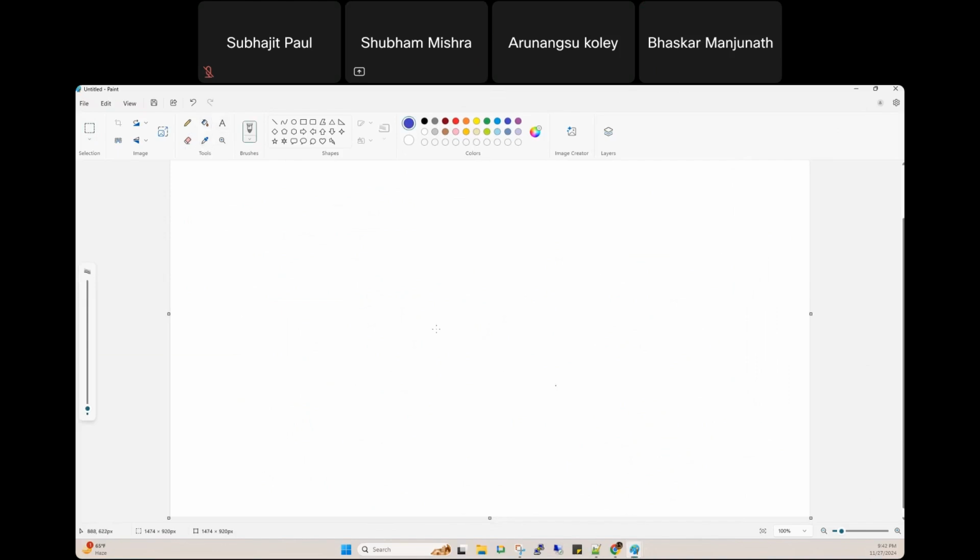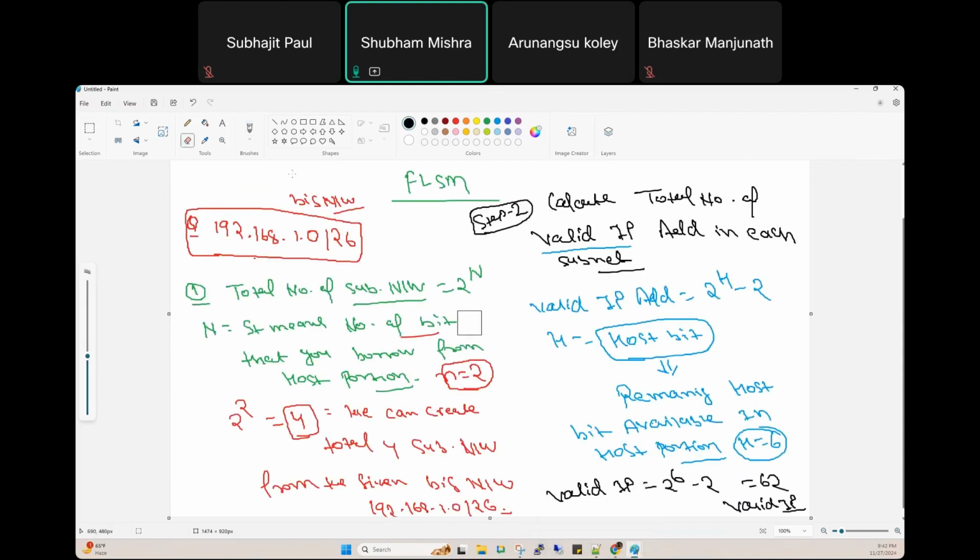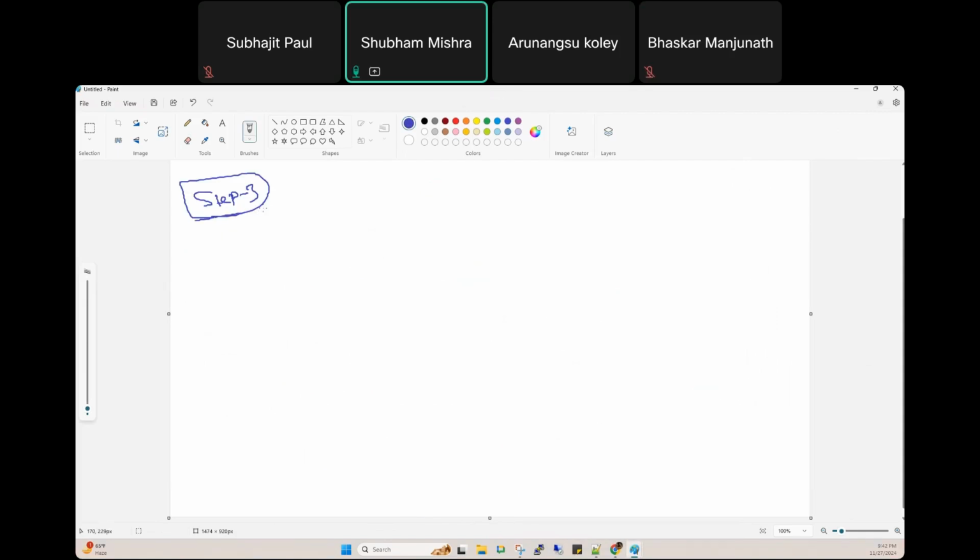Now move on to step number 3. I hope everyone understands step number 1 and step number 2. Is this clear to all of you? Okay. In step number 3, what do we need to calculate? We need to calculate the block size. So how can we calculate the block size?